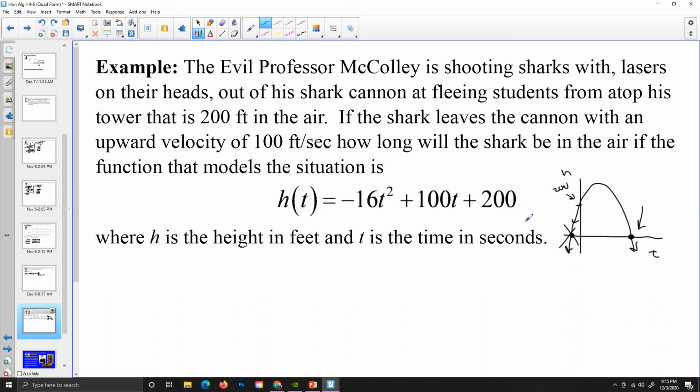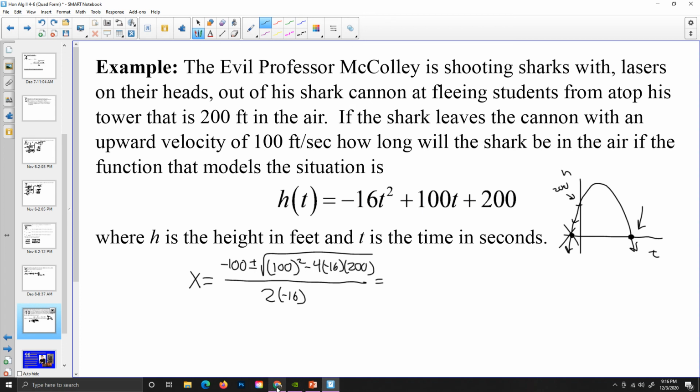So I'm just going to use the quadratic formula to find where it intersects. I'm just going to plug this into the quadratic formula, and I'm going to say that x is equal to negative b, which is 100, plus or minus the square root of b squared, which is 100 squared, minus 4 times a, which is negative 16, times c, which is 200, all over 2a, which would be 2 times negative 16. And I'm not even going to mess with that.